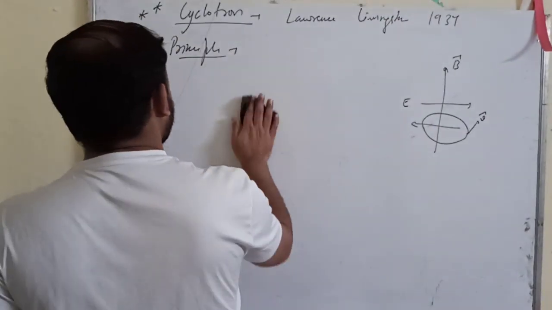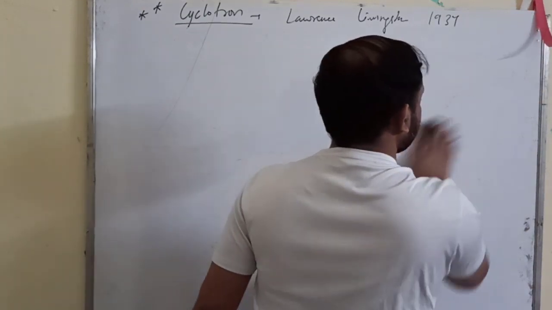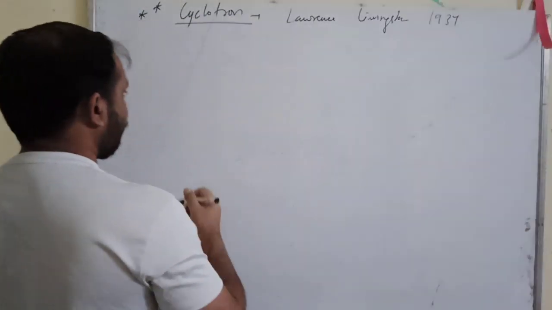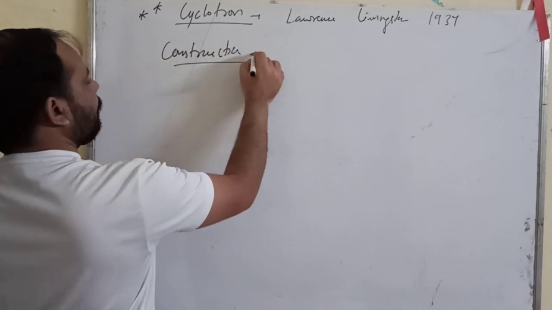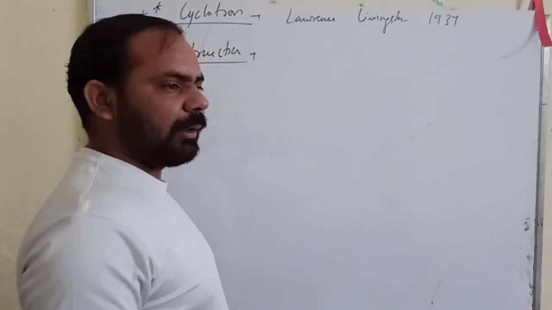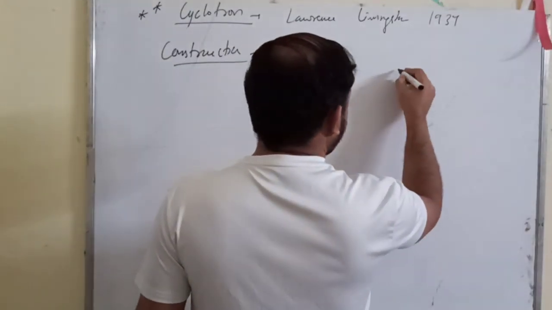Now we come on to construction. Okay, how is it constructed? We take two Ds.